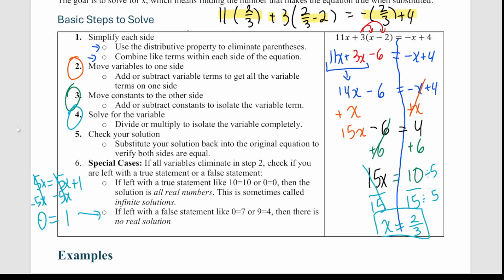That would be the case of no real solution, because I would have a false statement at the end. Versus a true statement would be something along the lines of, if I had 4x plus 2 is equal to 4x plus 2, well there, if I try to move all the x's to the same side, I run into the same issue that they eliminate from both sides, and I'm just left with 2 is equal to 2, but that's a true statement. So that would be all real numbers, also known as infinite solutions. So do keep in mind that if all the x's eliminate, that doesn't necessarily mean that you did it wrong, but it does mean that you're in a special case scenario.